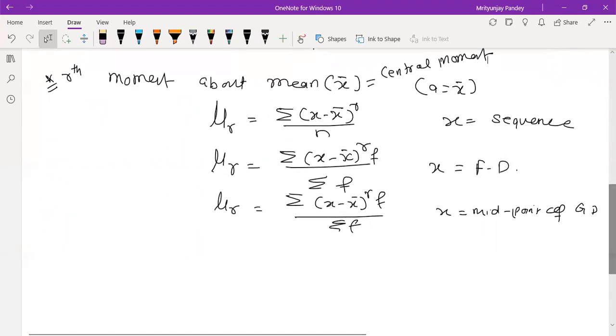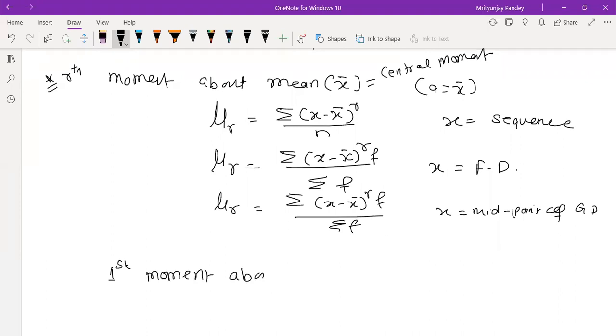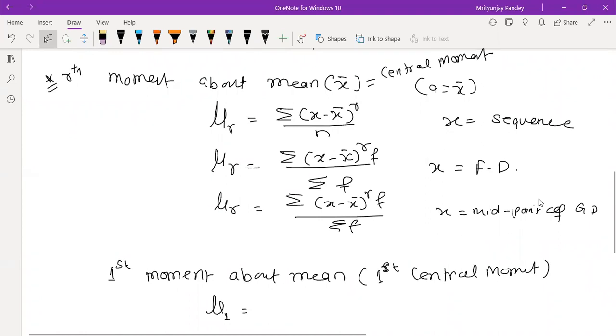Yes, sir. Okay. Now, you want to find the first central moment, the first moment about the mean. The notation of this one is mu 1. So just substitute r equal to 1. Here replace r equal to 1, then we will get the first moment.